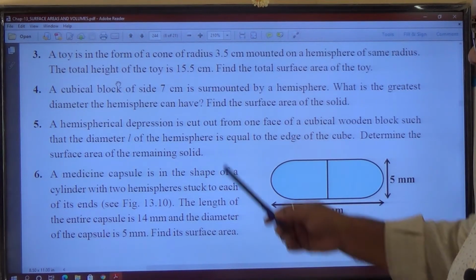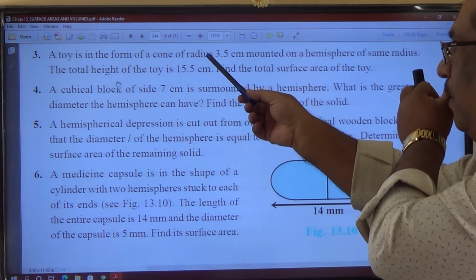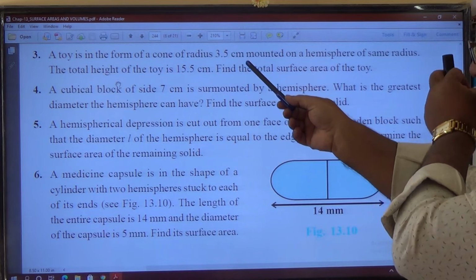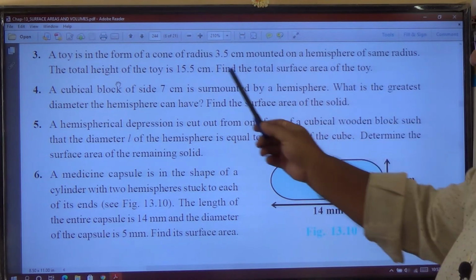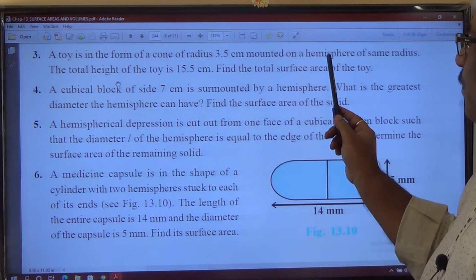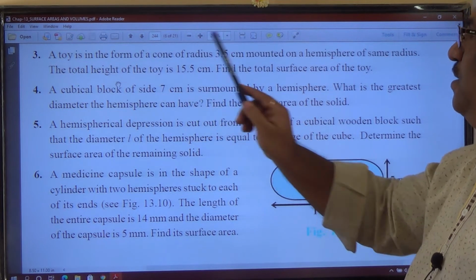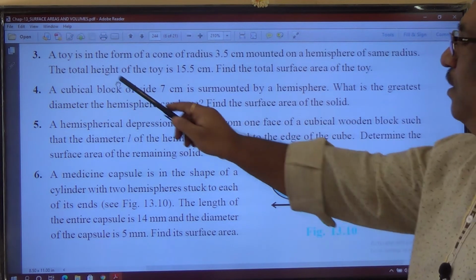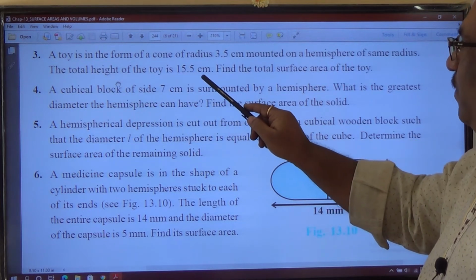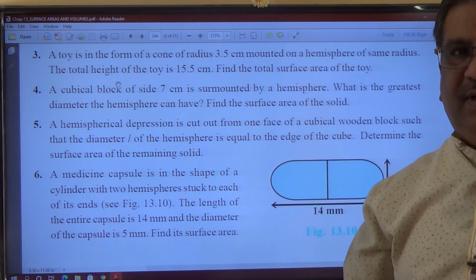Now question number 3. A toy is in the form of a cone of radius 3.5 centimeter mounted on a hemisphere of the same radius. That means there is a hemisphere over which a cone is mounted, and that is the solid. The total height of the toy is 15.5 centimeter. Find the total surface area of the toy. Let us solve this on the board.